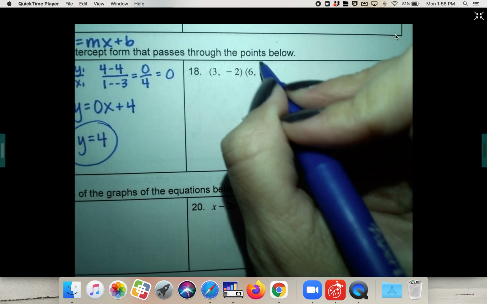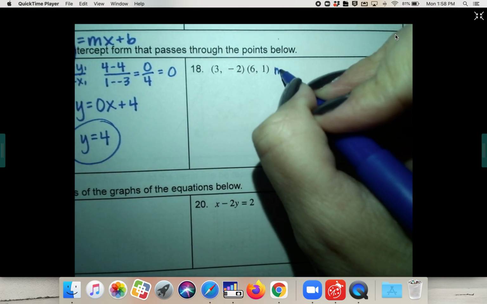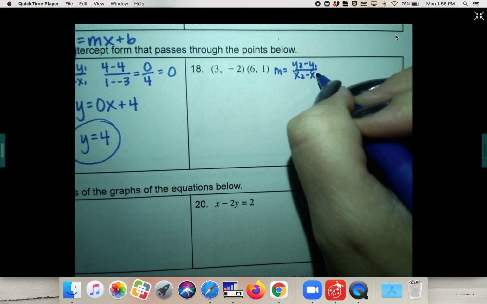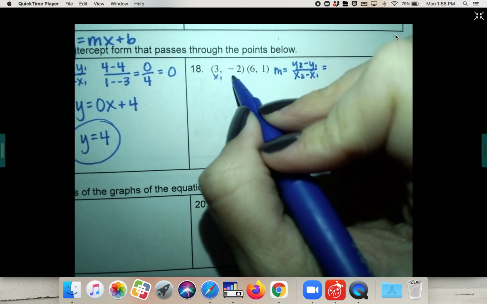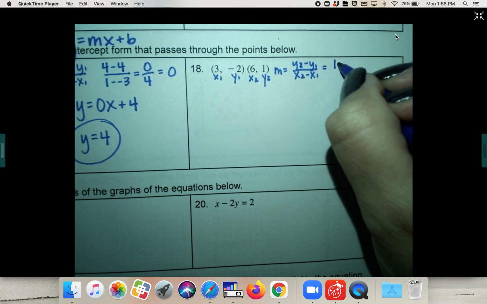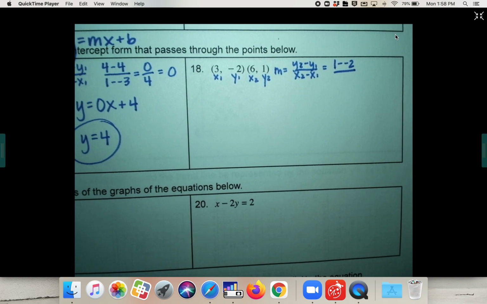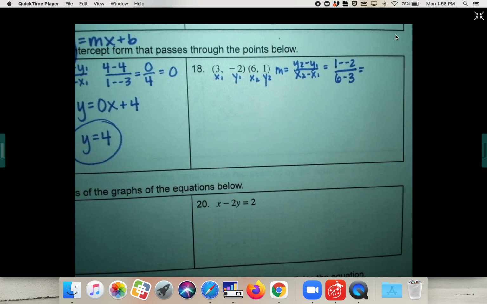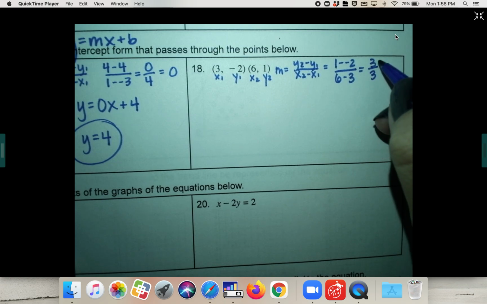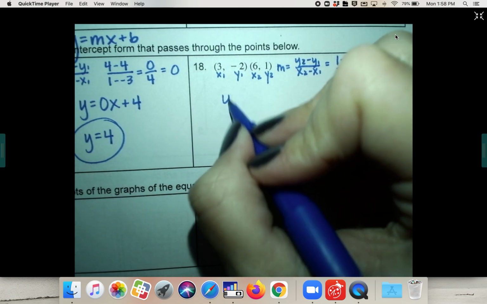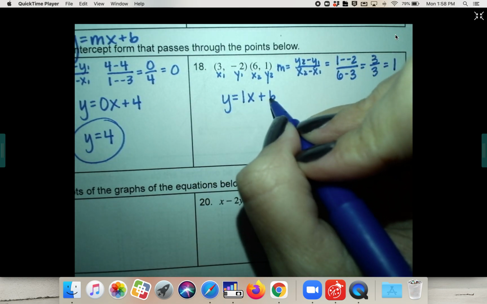So again, first thing we're going to do is calculate slope, which is y2 minus y1 over x2 minus x1. Okay, and if you forgot, this is my x1, y1. This is my x2, y2. So 1 minus negative 2 over 6 minus 3. 1 minus negative 2 is 3. Use your calculator if you're not sure. And 6 minus 3 is 3. 3 divided by 3 is 1. So we've got half of our equation done. We know that it's y equals 1x plus b. We don't know our b yet.